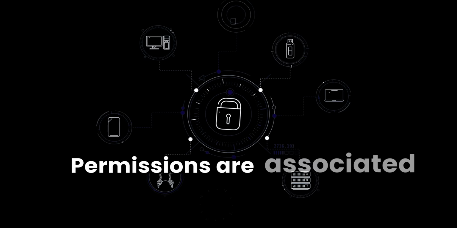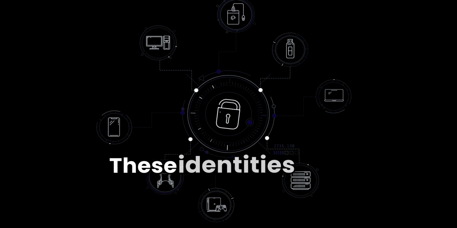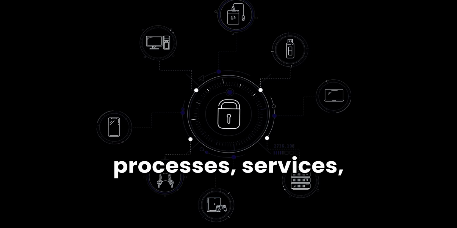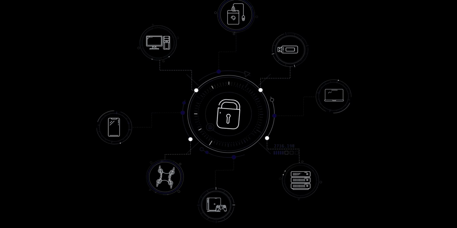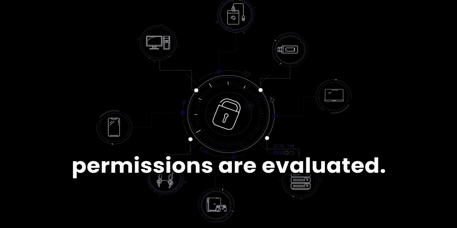Permissions are tied to identities. Permissions are associated with identities inside the system. These identities may represent users, processes, services, internal components. When an identity attempts an action, its permissions are evaluated.